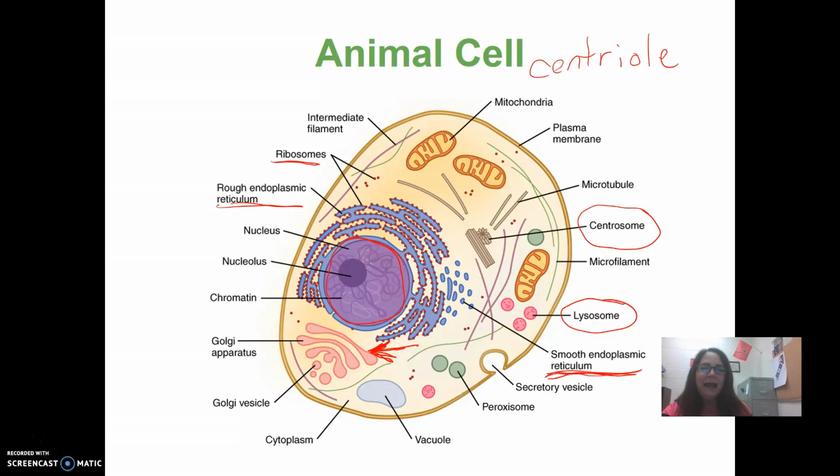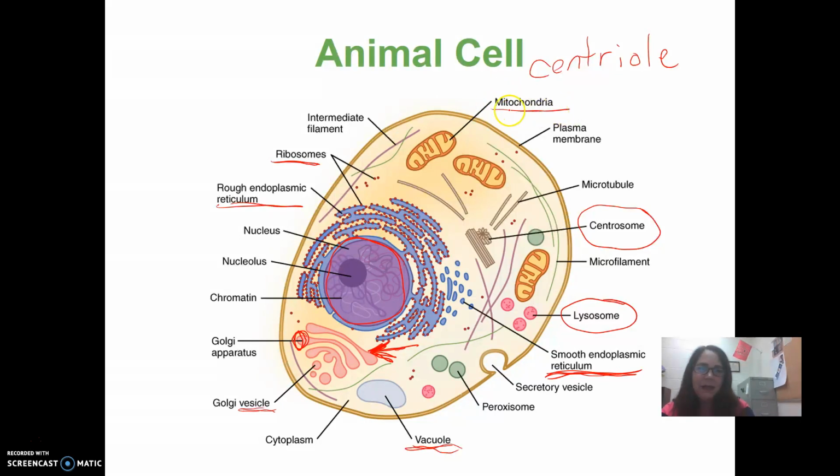It packages it and determines if it's going to remain within the cell or if it's going to be sent outside the cell. A vacuole is a larger storage structure. A vesicle is a smaller storage structure that is produced when the Golgi pinches off the very end part, like this part right here. You can see it kind of bulges. Well, it can pinch off, and then it would surround the product. And so the Golgi vesicle is what the product is packaged inside of, and it's how the product is transported.